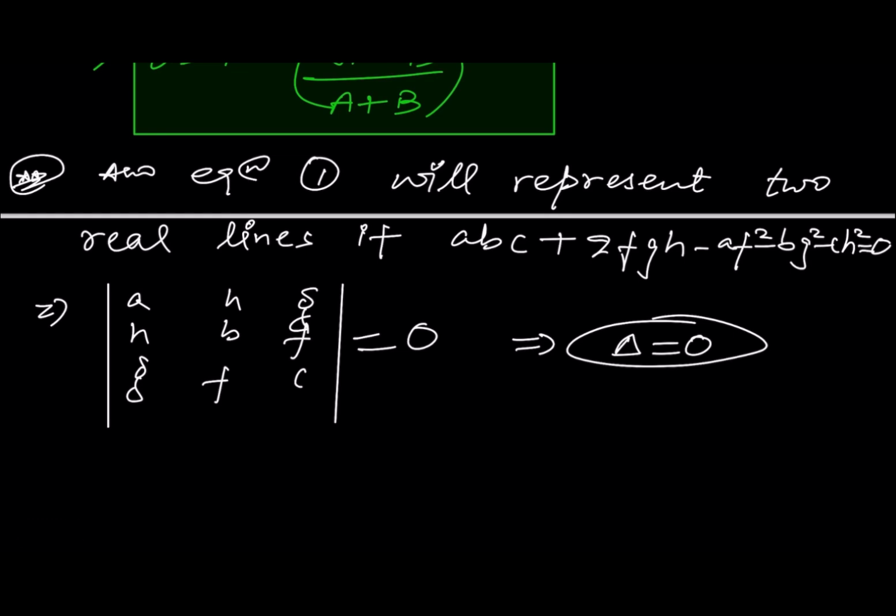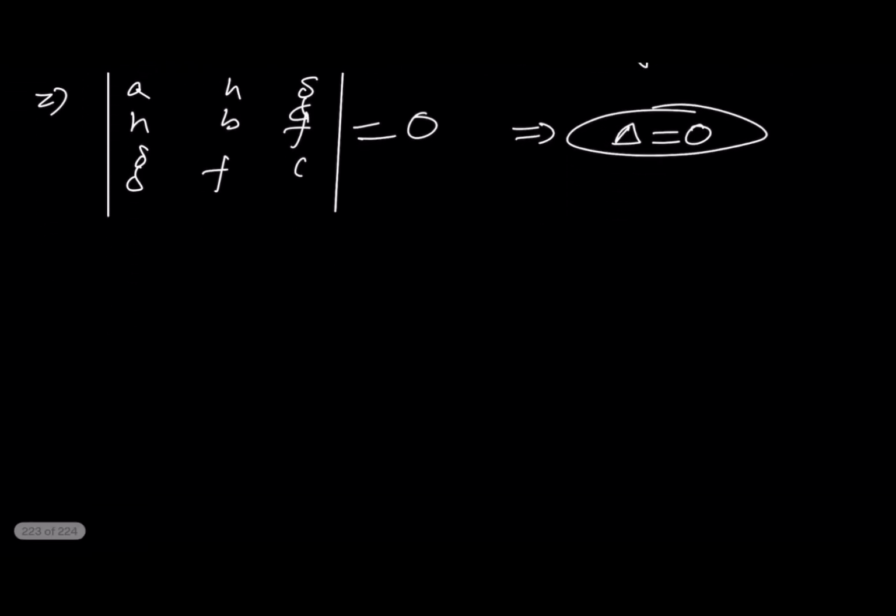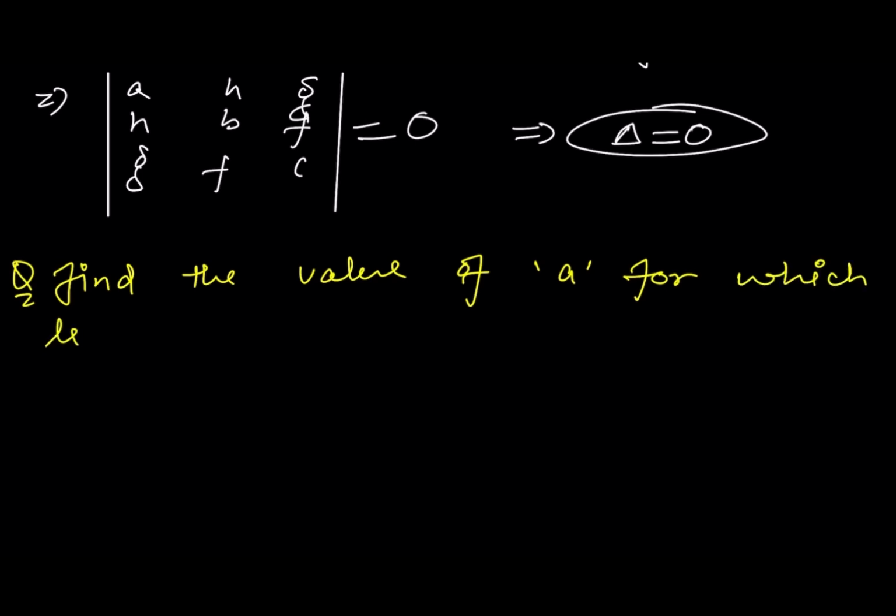If a general equation of second degree is representing a pair of straight lines, then delta will always be 0, right? Okay, now come to the questions. Let us take a question. Find the value of a for which the lines ax square plus 5xy plus 2y square is equal to 0 are perpendicular.